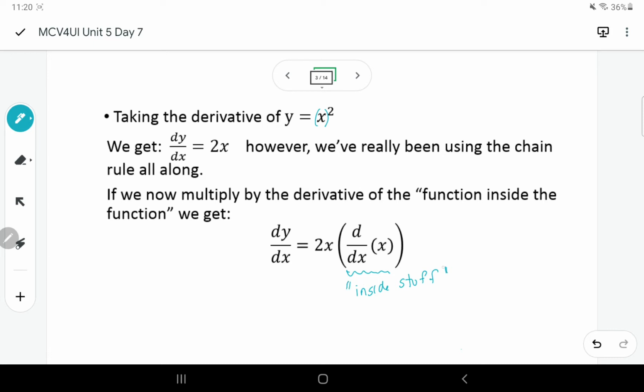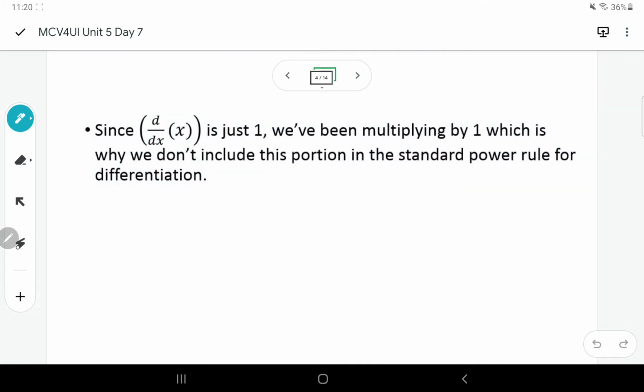In this case, though, if it's just an x, we know that the derivative of the inside stuff is just 1. So we don't actually write that every single time. So here, if you've got y equals x squared, dy dx is 2 times the inside stuff to the exponent 1 times the derivative of that inside stuff, which is just 1. Because this is so common, we don't end up writing that multiplying by 1.